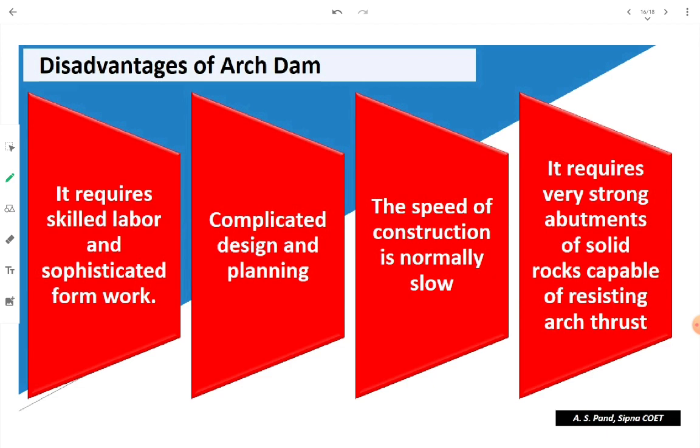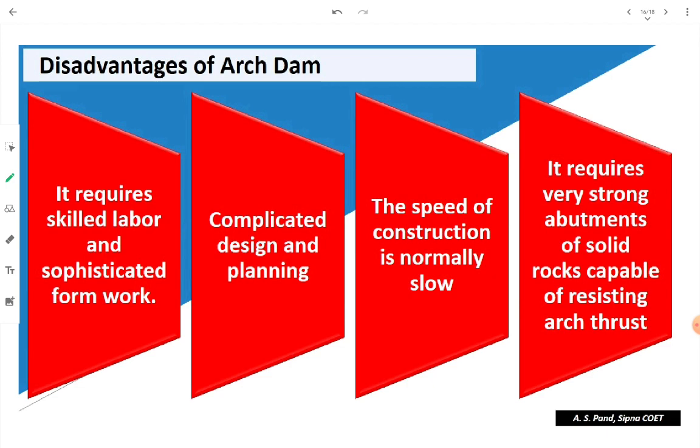Skilled labor is required, proper planning is required, and very cautious design is required, which increases the time span for design, thus putting a strain on the budget also. Then the speed of construction is very slow. We have to construct the arch dam layer by layer with respect to the angle, with respect to the center, with respect to the maintenance of the radius of curvature that we planned for that specific layer. That's why the speed of construction is very low.